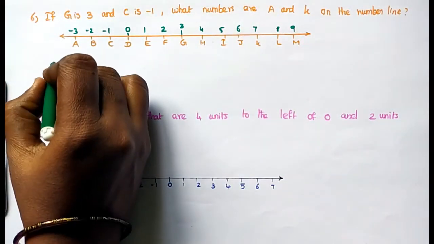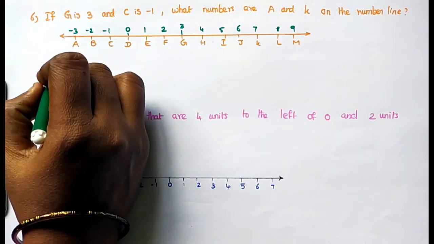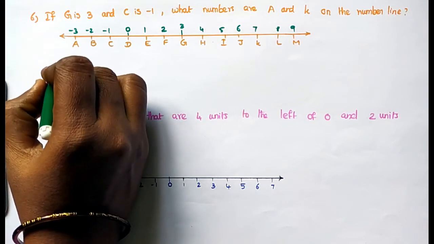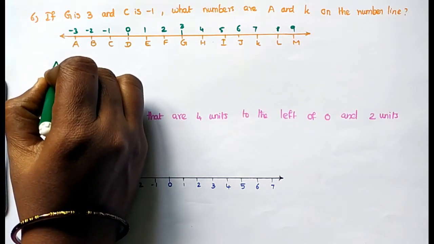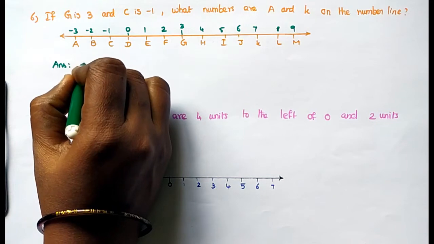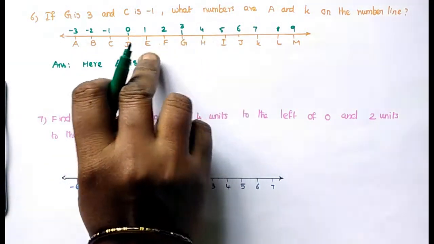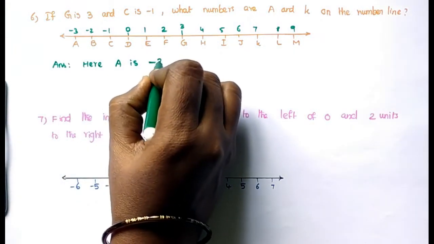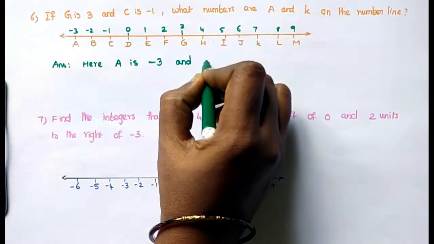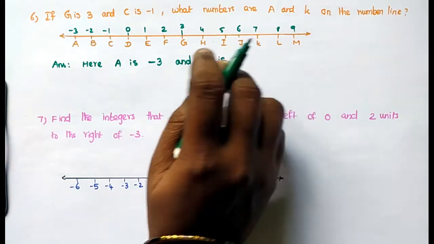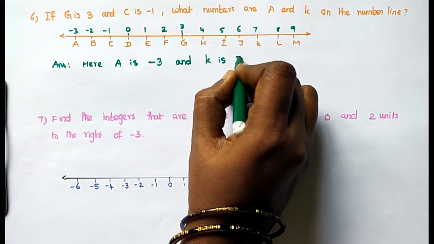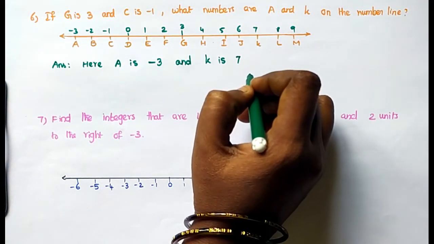Now what do they ask? What are the integers A and K? Here A is minus 3 and K is plus 7. That is the answer.